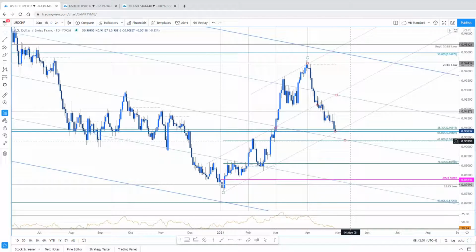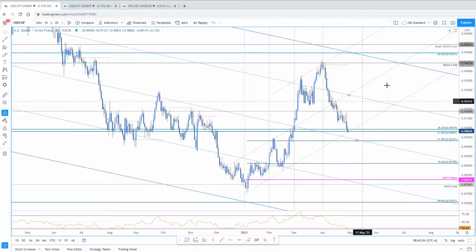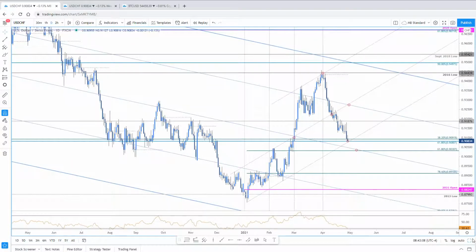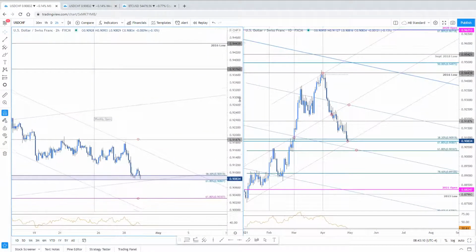A break below this, like I said, 90-30 is a big zone. Look to the left there. You got a lot of swing lows, a lot of pivot lows from August, September, November of last year. Obviously, the swing high for the opening range of February this year, but you get the picture. So looking for inflection here. If we do break, 90-30 is going to be your next major support zone for Swissy.